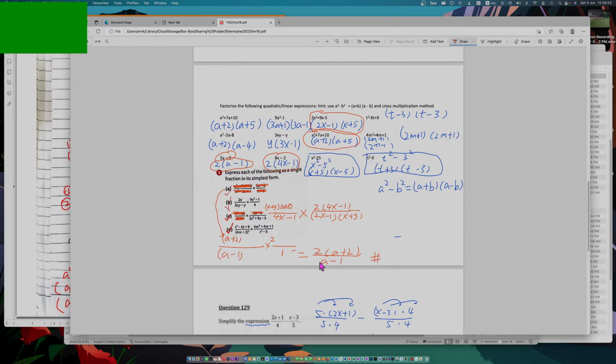What's common? Can you see x plus 5 is common? Can you see 4x minus 1 is common? Done. Simplified already. Use an eraser, erase. Nothing means 1. Okay? Then erase some out.